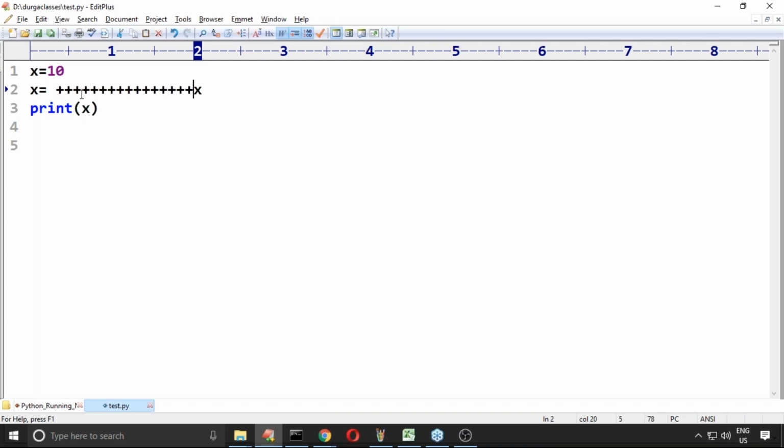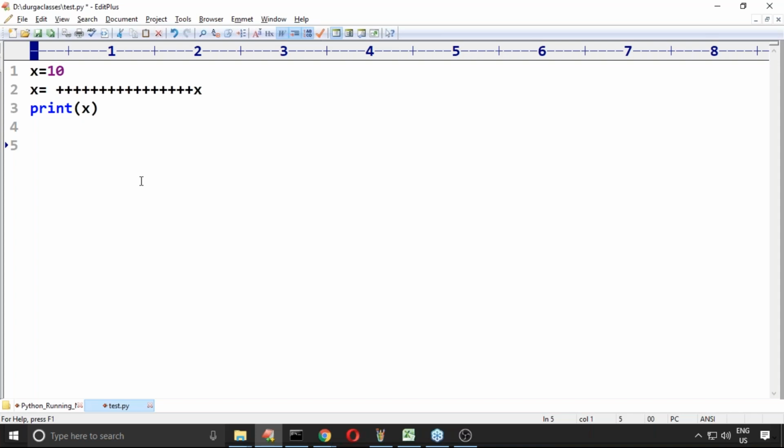Clear, right? You can take plus 10, but we never take 10 plus. 10 plus is invalid. Plus 10 is acceptable because the sign is acceptable. So plus x is valid, but x plus is invalid. I hope everyone is in a position to understand this one.